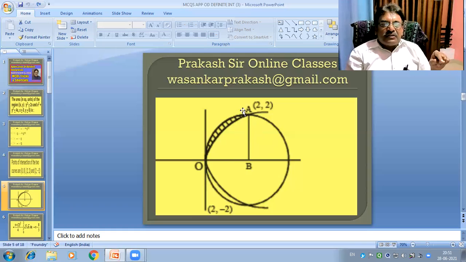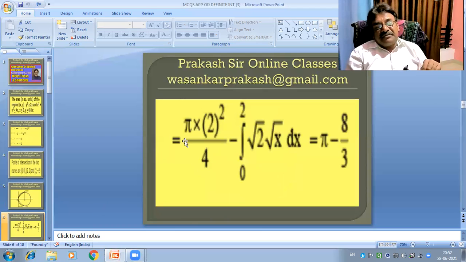the area of this arc, that is OABO. So integration here, x is equal to 0 to 2, and y of this parabola. So we know that y square is equal to 2x. Therefore, y of the parabola is root 2 into root x. Therefore, the area of the arc OABO is equal to integration 0 to 2 root 2 into root x into dx.